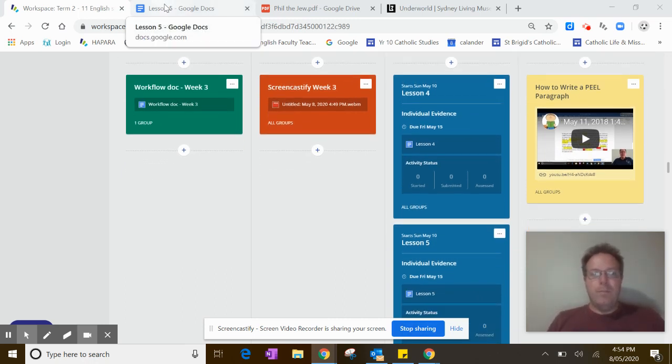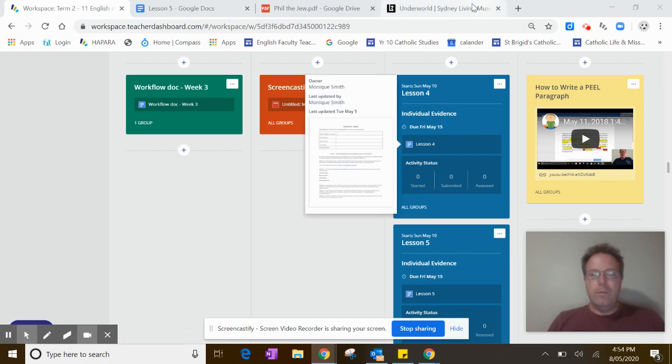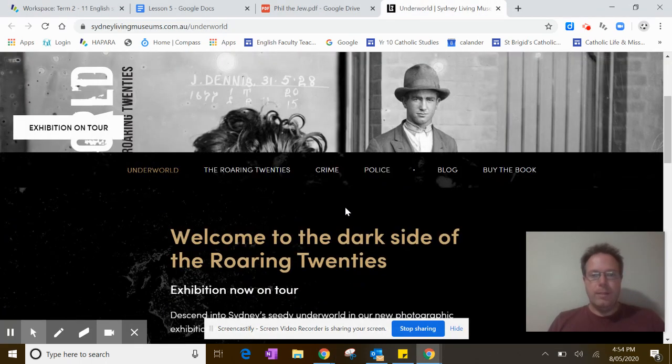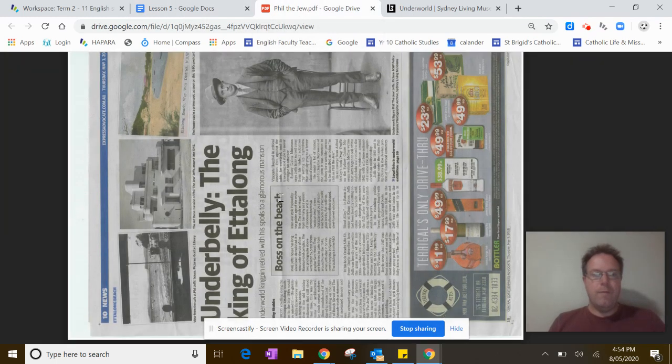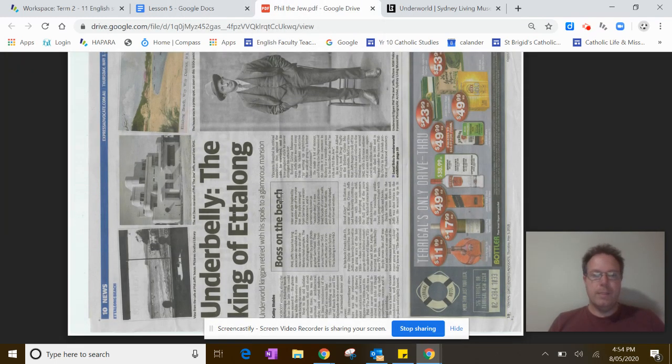So in lesson 4, you had a look at the Sydney underworld. This was a very contemporary modern text that has lots of interactive ideas. Lesson 5, though, takes us to a more particularly modern text. So if you click on Phil the Jew here, you jump up to a very modern day article that was written 2 years ago in one of our local newspapers, but it is about the 1920s crime period.